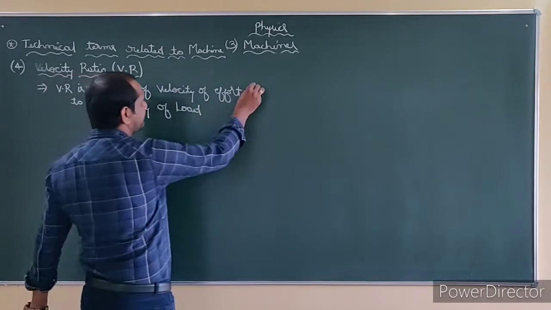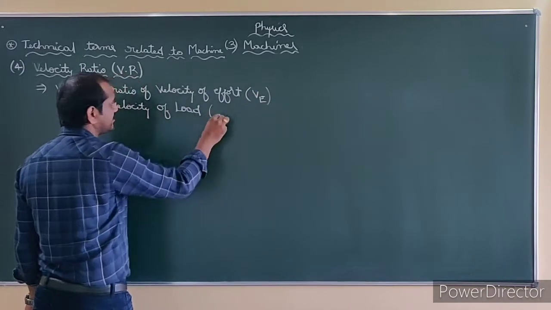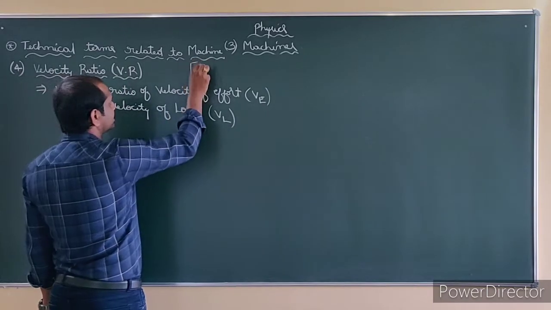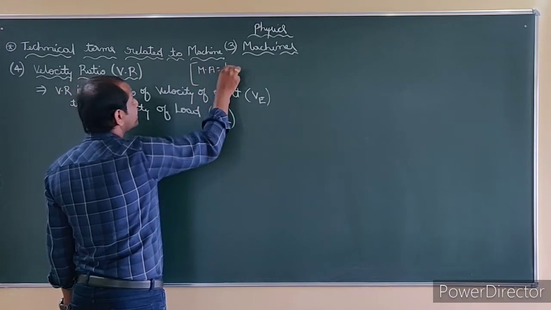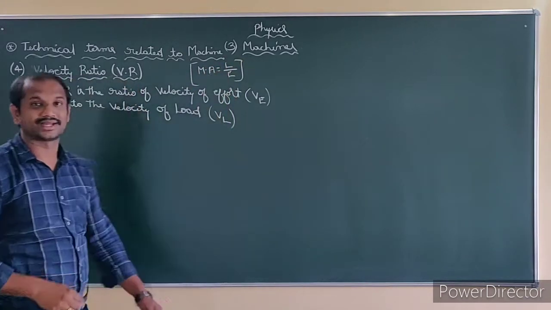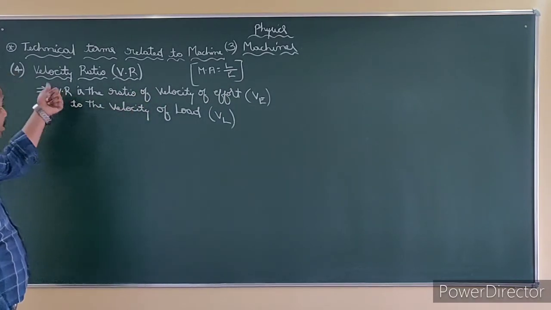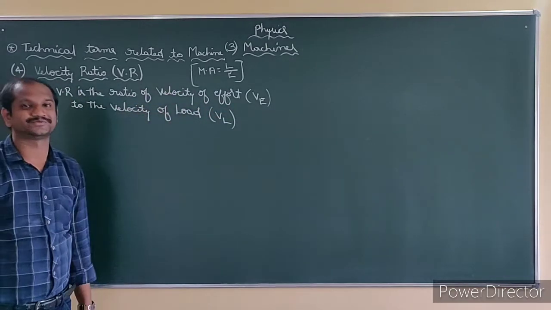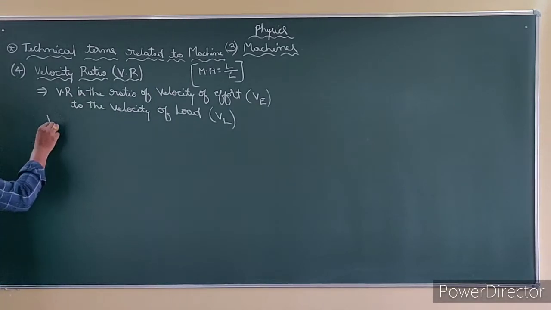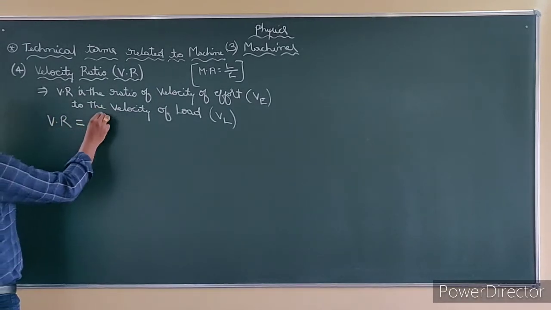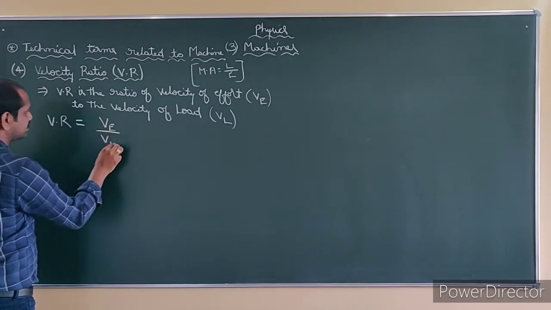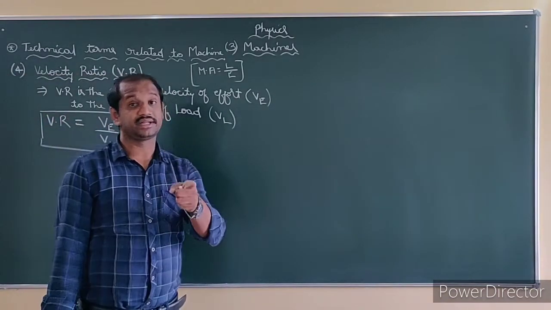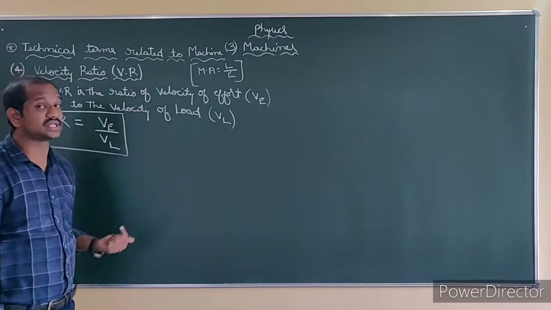Understand? See, velocity of effort is written as V of E, velocity of load as V of L. Understand? Mechanical advantage was load by effort. But what is velocity ratio? Velocity ratio is the ratio of velocity of effort to the velocity of load. So how can we write mathematically? Velocity ratio is equal to velocity of effort by velocity of load. Understand? Even this is one type of definition of velocity ratio.